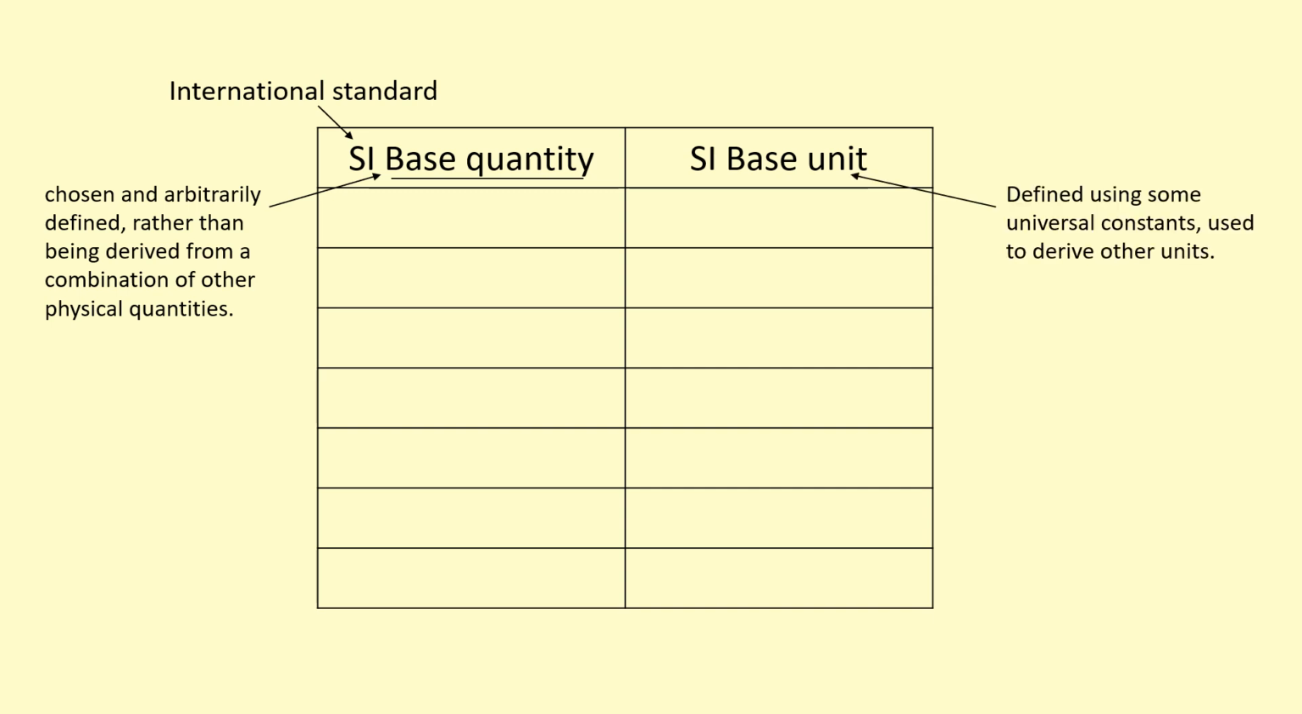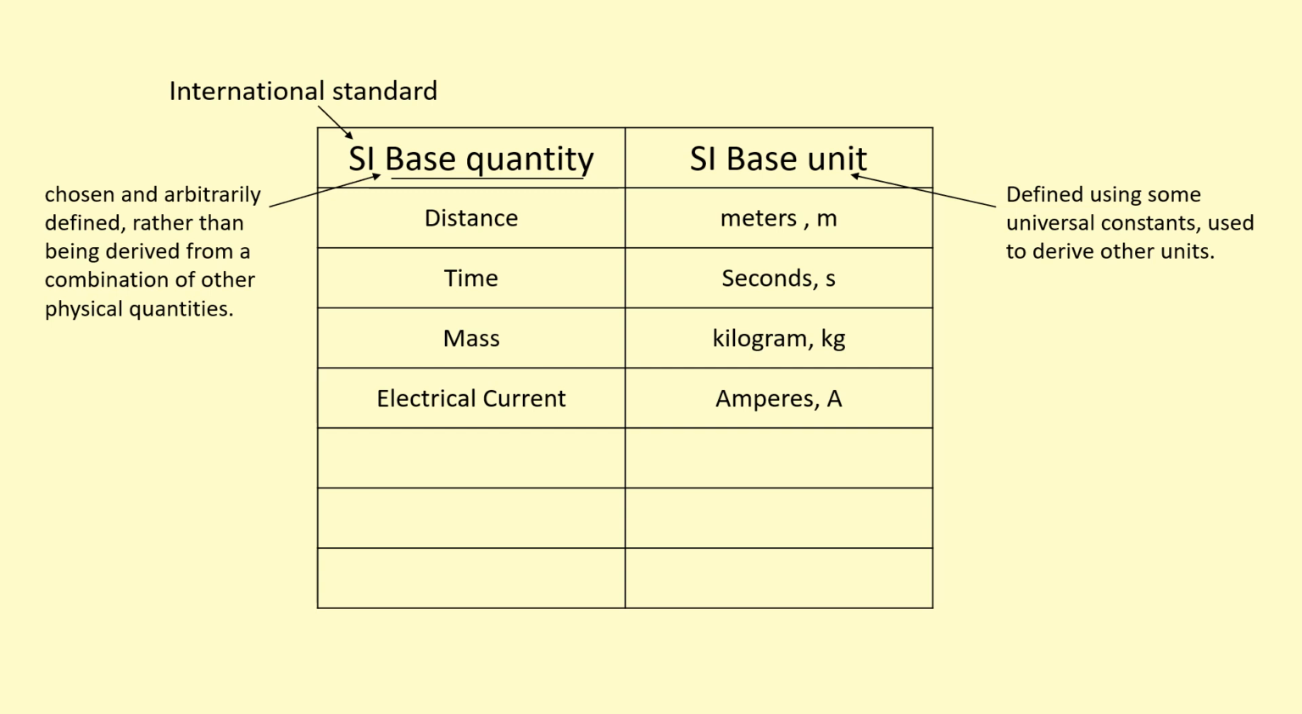SI base units are the equivalent but units-wise. So these units are defined in terms of universal constants, and we're going to use these units to make other units. Okay, the first example is distance. Distance is a base quantity and its unit is meters. And then for time, we have seconds. And then for mass, we have kilograms. And then we have electrical current, which has amperes as its base unit.